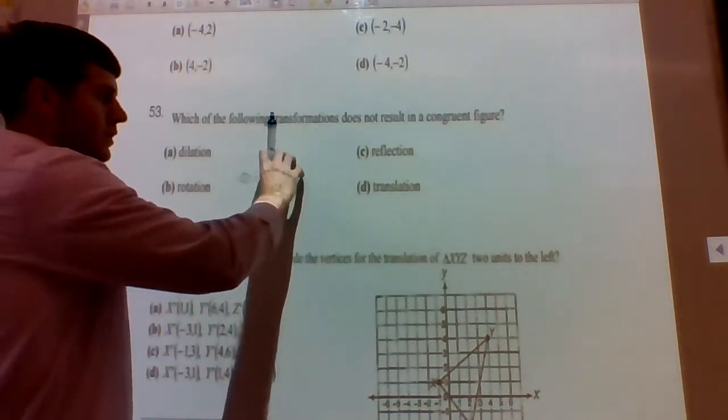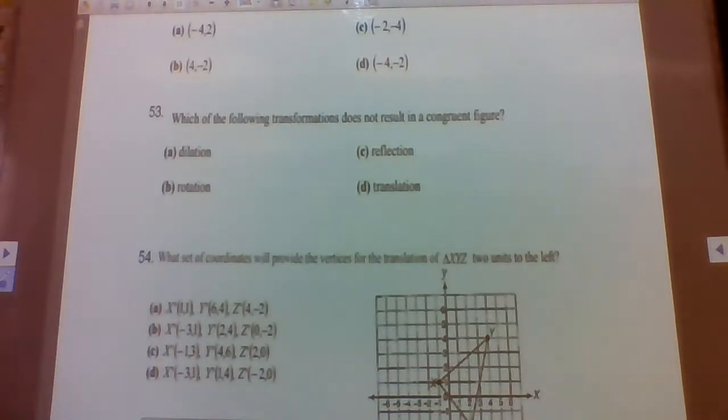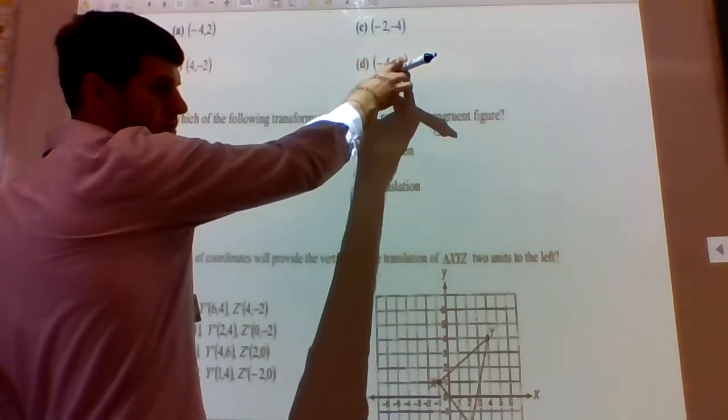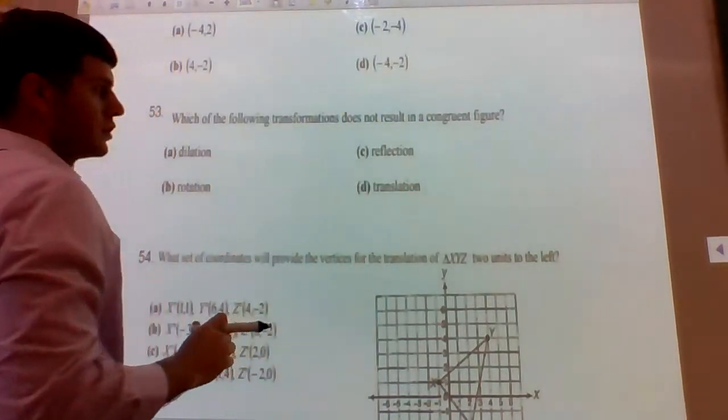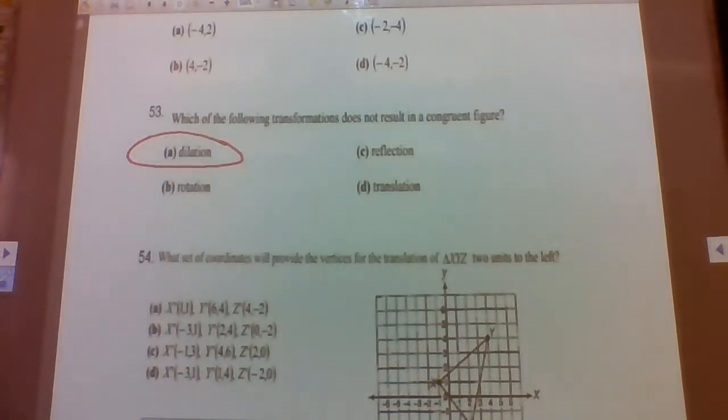Translation, you're just taking the object and moving it right and left, or up and down. So that one's staying the same orientation and the same size and shape. Rotation, you're going to change the orientation a little bit, but staying the same size and shape. So the one that's not going to result in a congruent figure is dilation. You're changing the size. Congruent figures are the same size and shape. Dilation changes the size unless the dilation is by a scale factor of 1, which is a caveat.